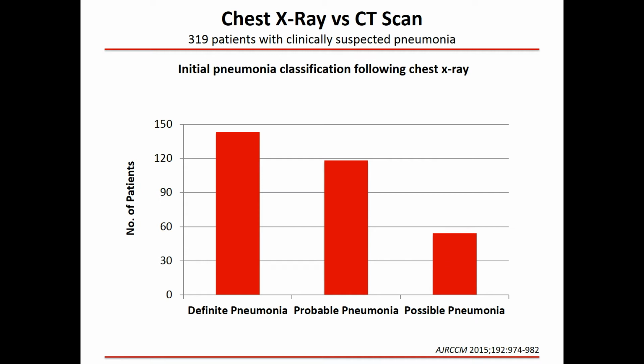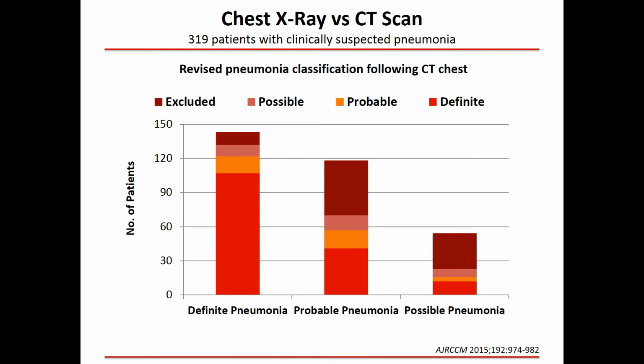All 319 patients in the study had suspected pneumonia, but in some cases there was enough evidence that the clinician felt it was a definite pneumonia. Another set of cases was probables, and some were possibles. What they did then is they took these exact same patients, and at the same time as they had their portable chest x-ray, they also got a CT scan. And then the study team reviewed the CT scan to see how it changed their certainty around the diagnosis.